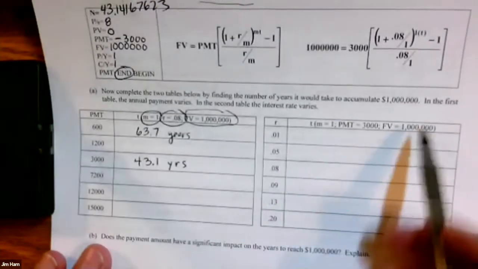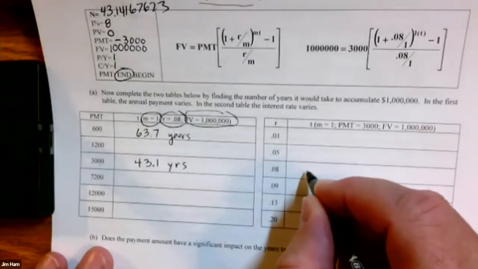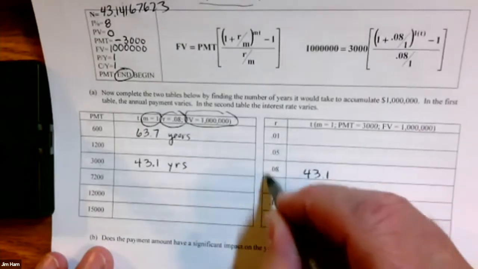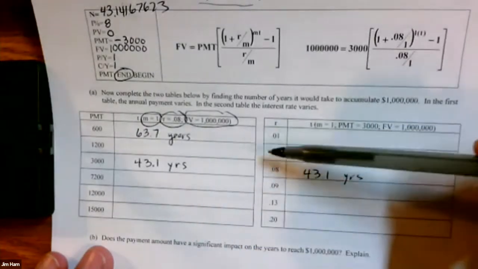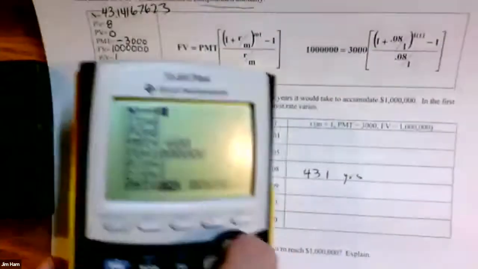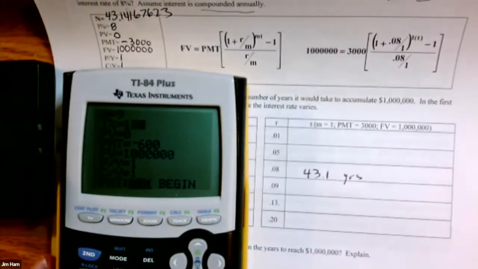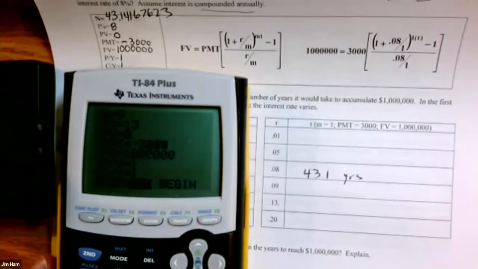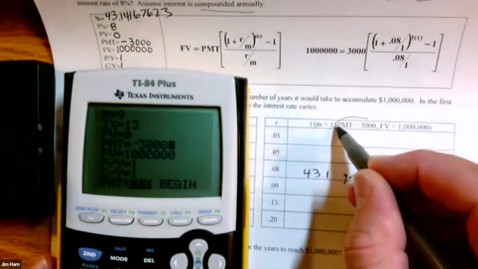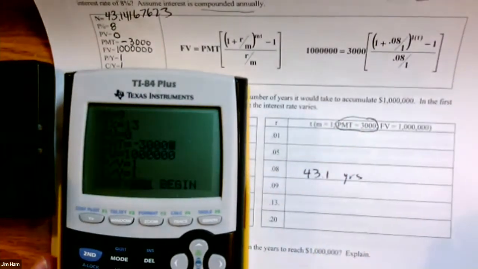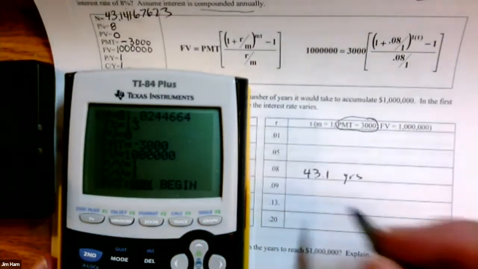All right, in the second table here, it's the same idea. And right here is where we put the 43.1, because it's the 8%. But what if the interest rate changes? So for example, if we had, let's say 13%, and we invested the 3,000. So it's assumed throughout in this table that you're going to invest 3,000. So the payment is always 3,000. The number of years is 31.